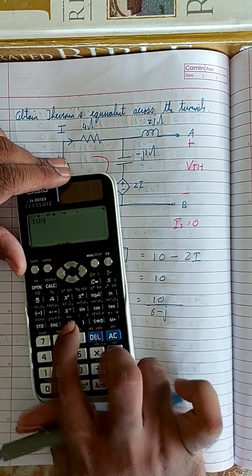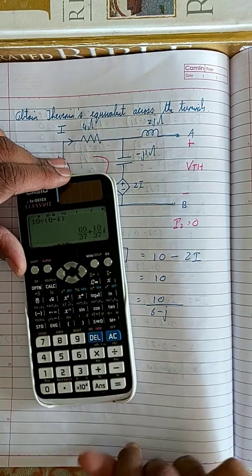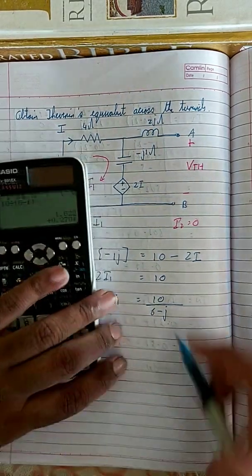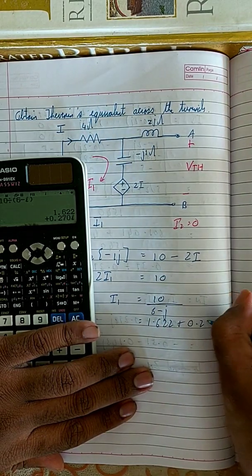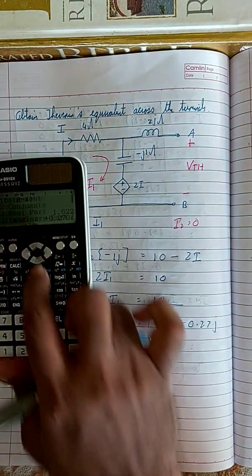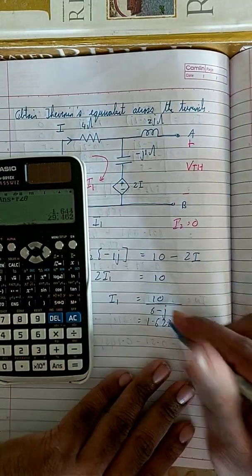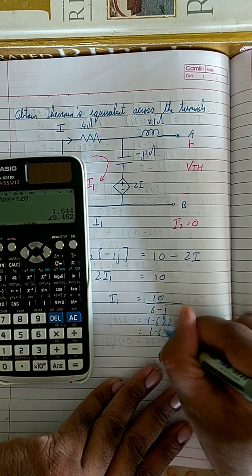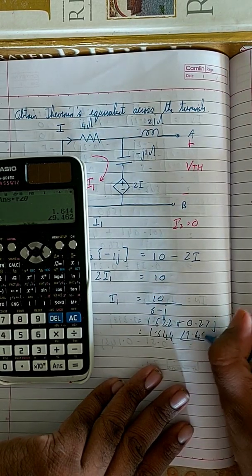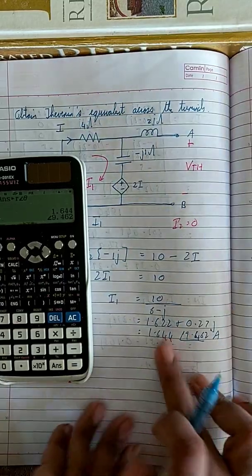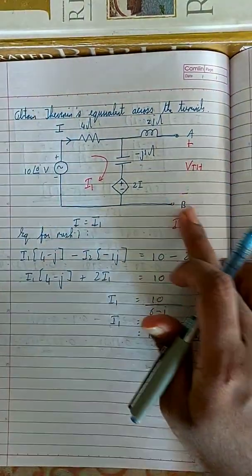10 divided by 6 minus j, and the answer is 1.622 plus 0.27j, and its polar form is given by, just for assurance we're putting it here, 1.644 angle 9.462 degrees amperes. Okay, so this is the value of I1. Now I found the value of I1. Next I'm going to find the equation for VTH.